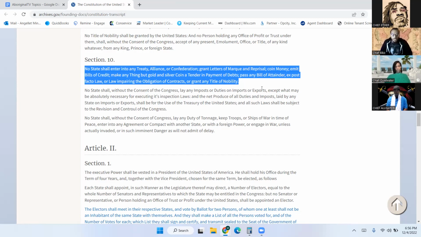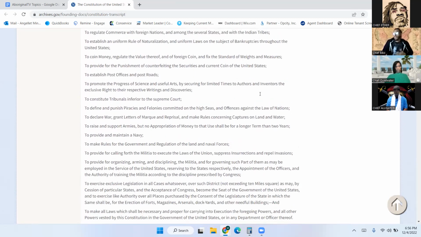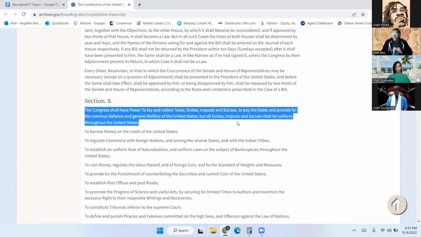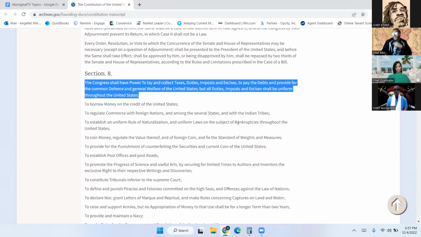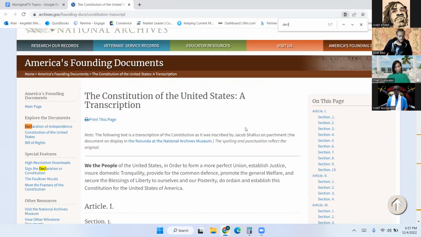Chief Quiet Water, if you could scroll up to section 8, would love to show the viewers exactly why I said there was no civil war. So in section 8, it's basically explaining that Congress had the power to do all of these things listed below. But I'm going to jump down to where it says, to declare war. Let me know if you see that. I see it there.